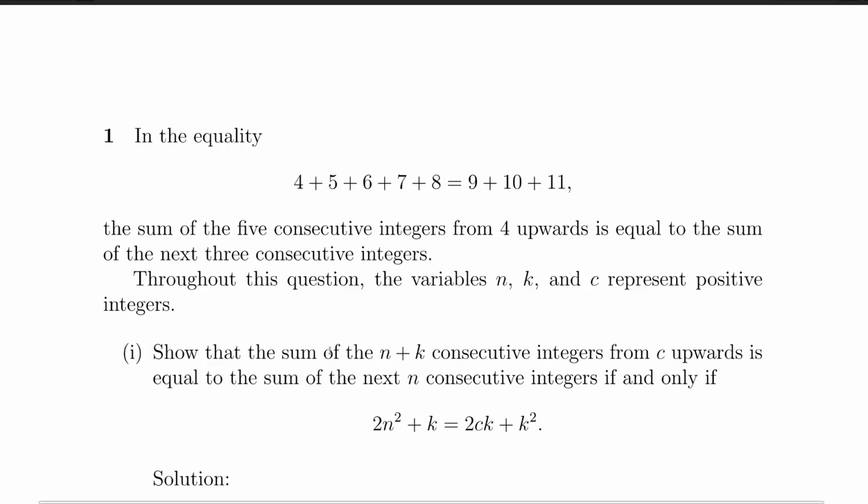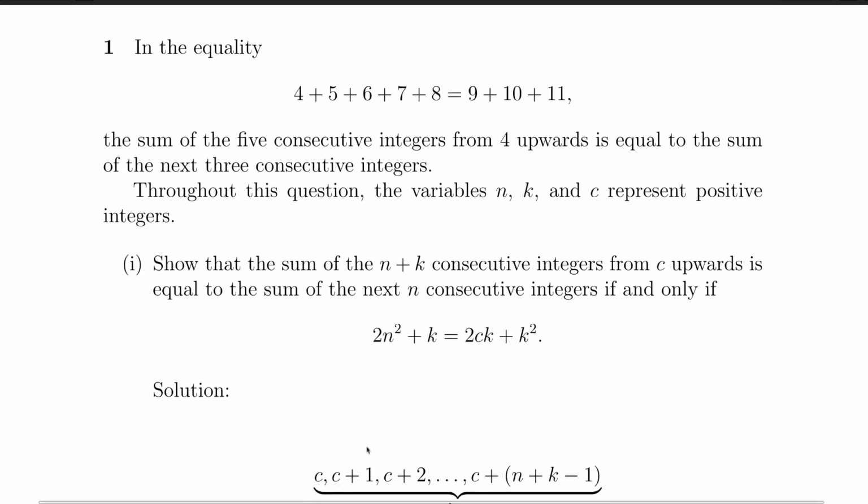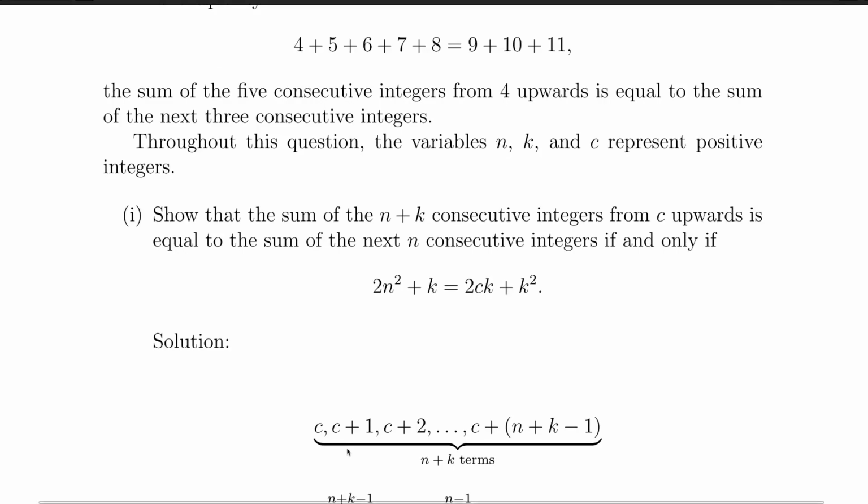So I started with the first part, which is the sum of the n plus k consecutive integers from c upwards. And I wrote that as some kind of sequence. So we have n plus k terms, we start at c, and then we end at c plus n plus k minus 1. And you can actually verify it's like this because they give us the example, right? So if you just plug in the values 4 for c and 5 for n plus k, you should see that this matches up with the left-hand side of the equality.